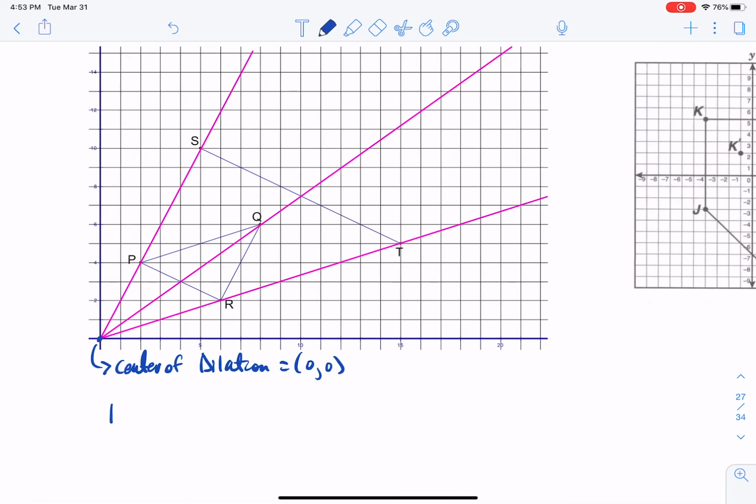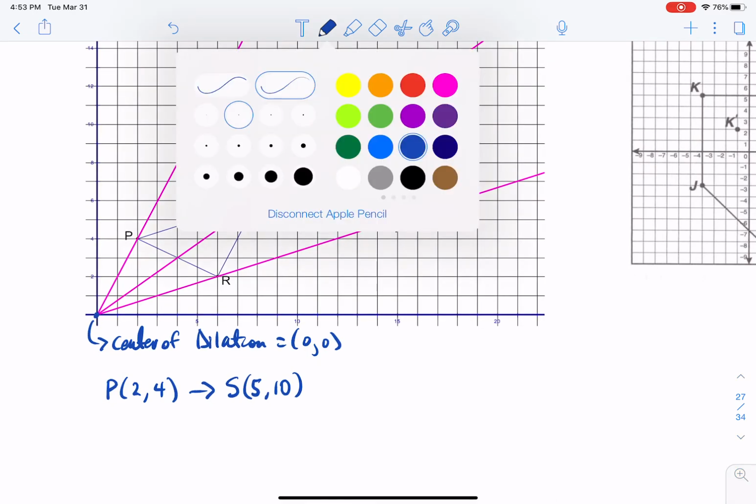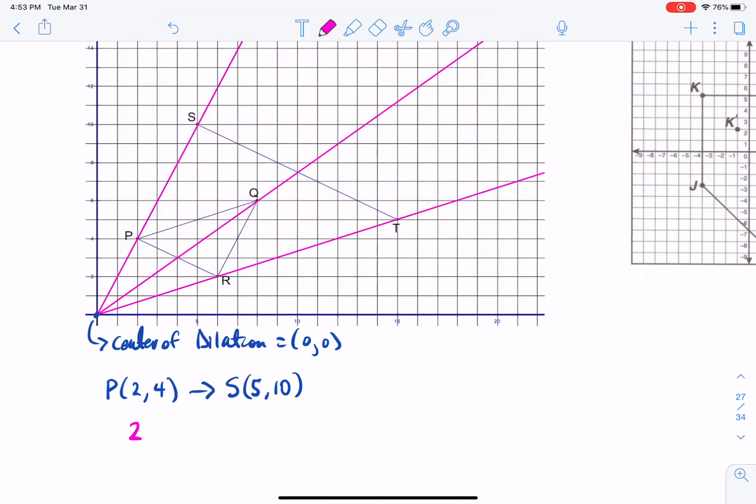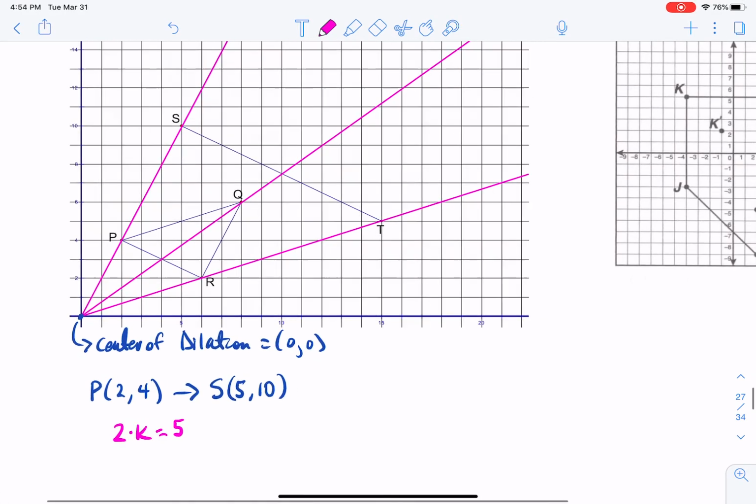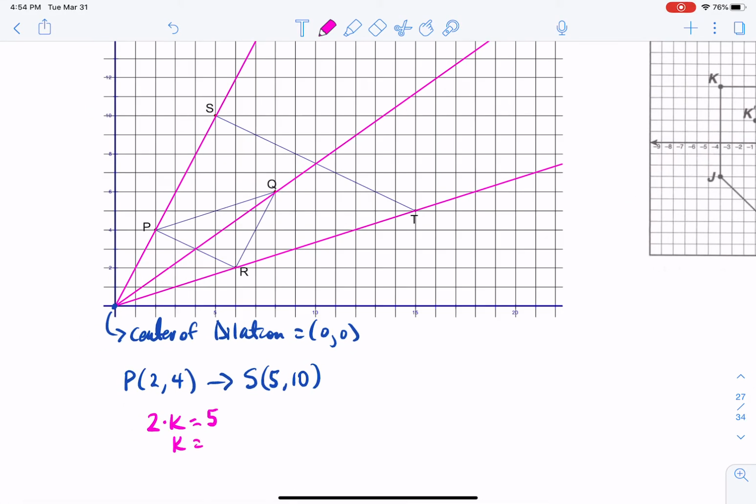So our original point is P. It has the coordinate, let's see, 2, 4, it looks like. And it gets mapped to point S, and point S has coordinates 5, 10. Okay, so as far as the scale factor is concerned, I would be taking 2, my original coordinate, and multiplying it times some sort of scale factor, and I should get my new coordinate of 5. Pretty easy equation to solve. If I divide by 2, I get a scale factor of 2.5. In other words, all of our coordinates should be 2.5 times as big.